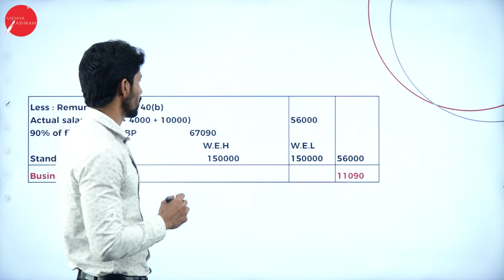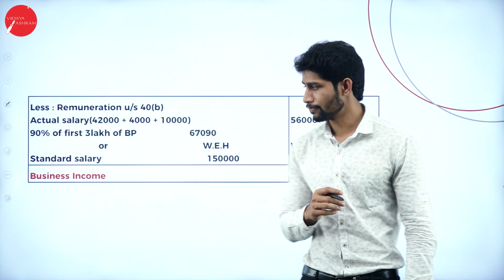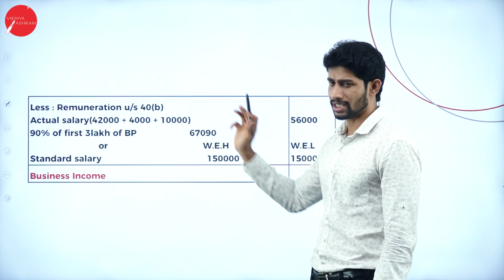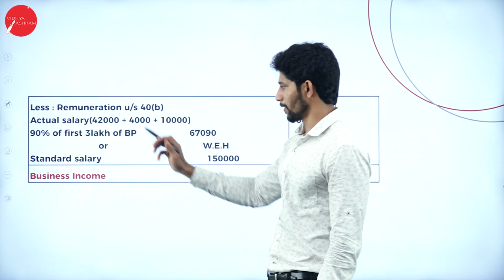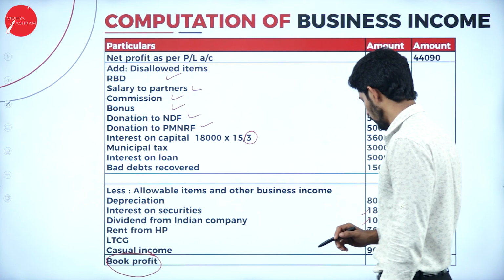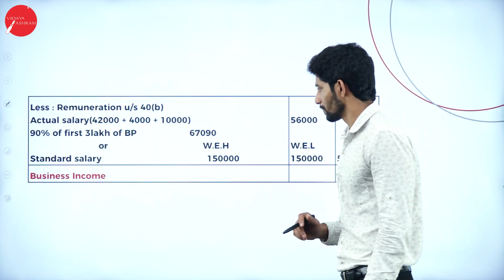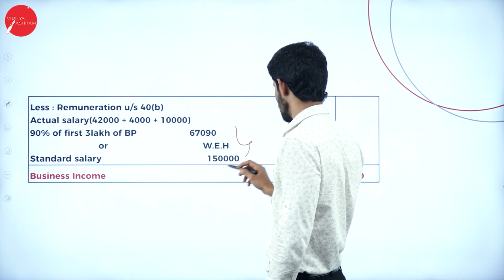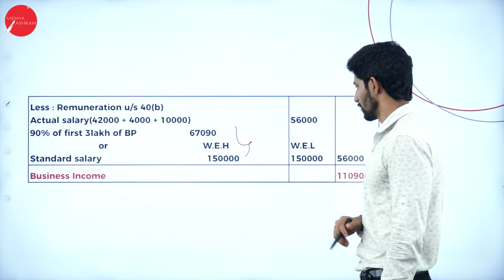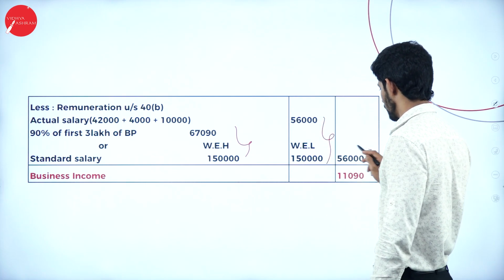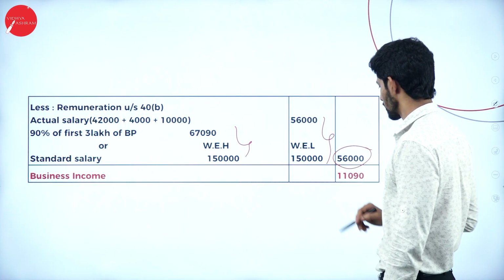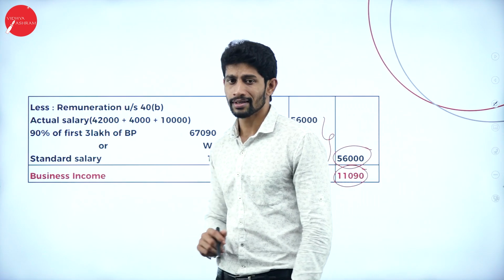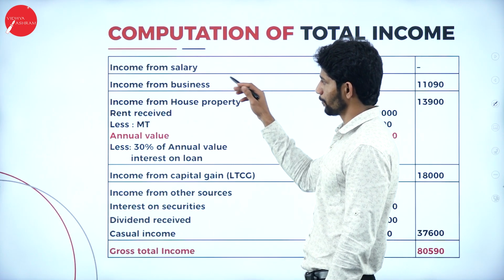Next, less remuneration under section 40B. So actual salary, 42,000 plus 4,000 plus 10,000, that is salary, bonus, commission. You will get 56,000. Then 90% of the first 3 lakh of book profit. So what is the book profit we have in the problem? It is rupees 67,090. So 90% of the book profit and the actual salary, of these two items, whichever is less. 1,50,000 or 56,000, 56,000 is the least amount. So deduct 56,000 from book profit. You will get the balance of 11,090. That 11,090 is called what? Business income.